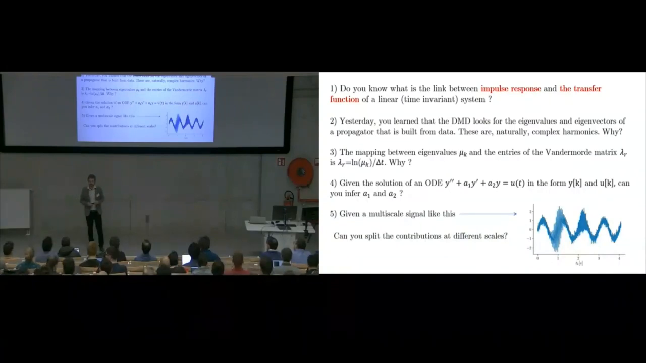To understand how I should put this lecture, I will first like to ask you some questions. Here I collect five questions that I prepared yesterday after re-looking at the slides. And I would like you to tell me if you find these questions easy, very easy, or not so easy, just to understand how I should tune the presentation. So the first question is, definition-wise, do you know what is the link between impulse response and transfer function? How many of you find this question not so obvious?